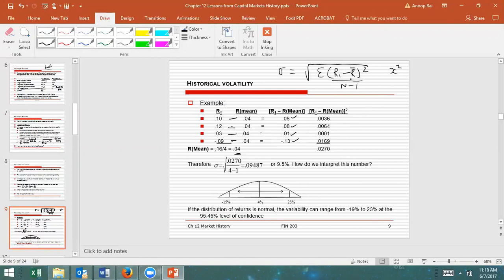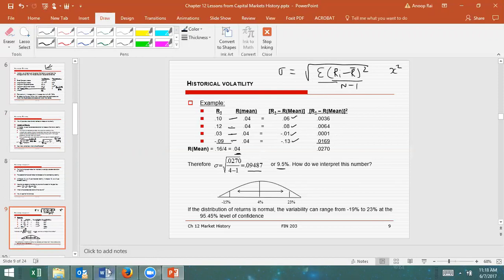Let's go back to the formula. What does it do after that? It sums it up. This is the sigma sign, right? So if I sum it up, this is what I get, 0.0270. What's after that? After that, we have to divide it by n-1. So n is 4, so we divide it by 4 minus 1. And then the final step is to take the square root, because if you don't take the square root, you get the variance. So the square root is 0.0947 or 9.5%.